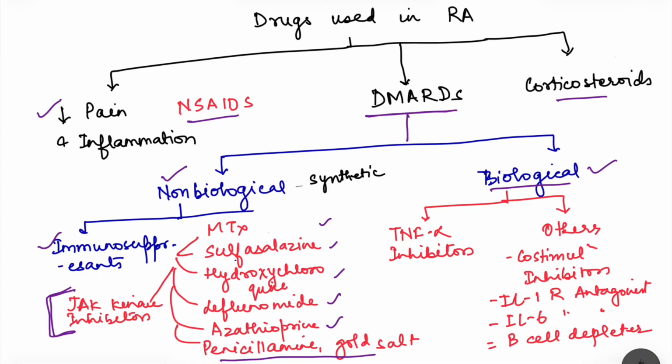In biologicals, we have the main TNF-alpha inhibitors, and then there are others, that is the co-stimulation inhibitors. We have seen, right, that for activation of helper T cells, co-stimulation is required. So co-stimulation inhibitors are there. Interleukin-1 receptor antagonist, interleukin-6 receptor antagonist. So that will interfere with the action of these interleukins. And then we have B cell depleters, and we have seen how B cells are releasing certain antibodies. So once you know the pathophysiology, now it is easy to understand these drugs.